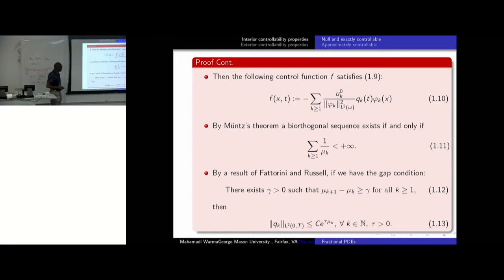And there is a result by Fattorini and Russell saying that if you have this gap condition, which means a positive constant gamma such that the difference between two eigenvalues is greater than or equal to gamma for any k, then the L2 norm of your bi-orthogonal sequence is bounded by C times exponential of tau mu_k. Those are the two results that you have to know. Then you have to use the Müntz condition and the Fattorini-Russell condition for the bi-orthogonal sequences.